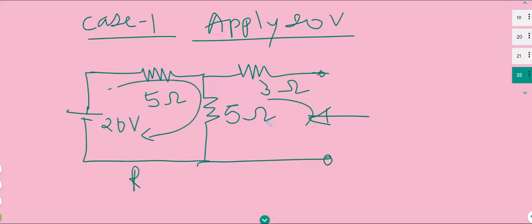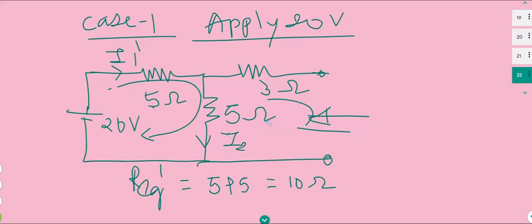So the effective resistance in this case is 5 plus 5. These two are in series, so it will be 5 plus 5 only, and it is 10 ohm. The same current will flow through these two, because no current will go over here, since this circuit is open. So I1 dash is equal to I2 dash, both are the same. What will be the value? I1 dash equals I2 dash equals 20 divided by 10, that means 2 ampere.